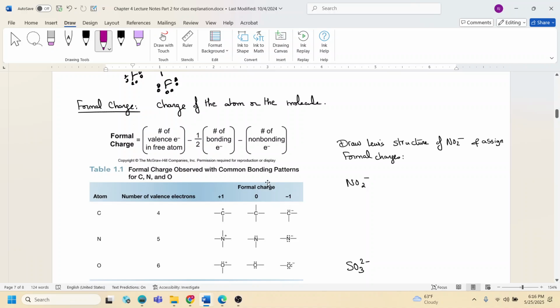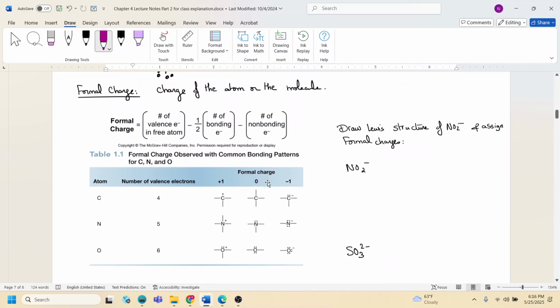So every time you draw the Lewis structure of a compound, you have to show if the atoms in the compound are any charge other than zero, because the atoms can be a negative charge or a positive charge. There is a formal charge formula and a formal charge table. You can use either or, but normally the formal charge formula, we use it for atoms that are not in the table, like atoms that are different than carbon, nitrogen, and oxygen.